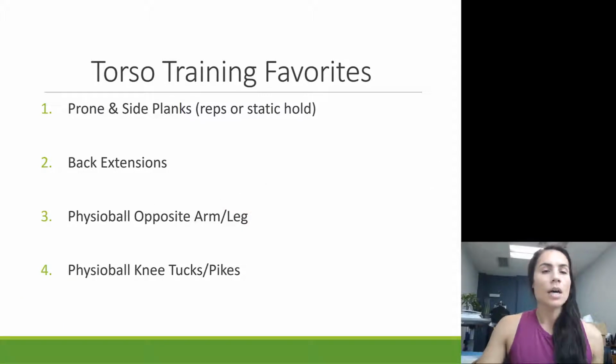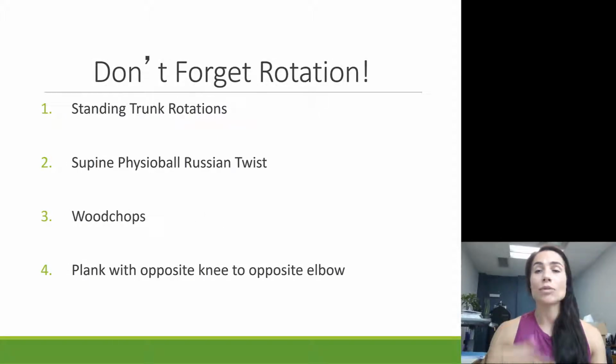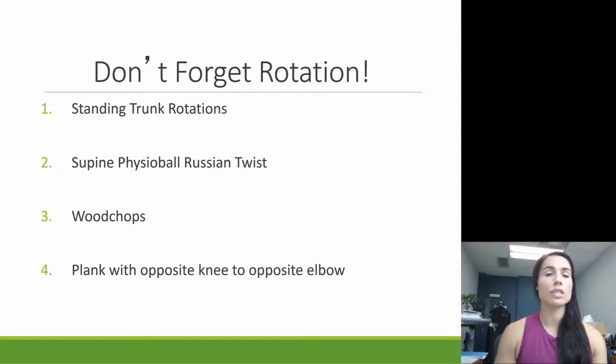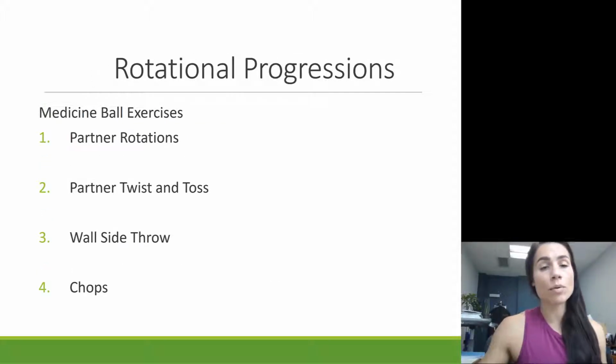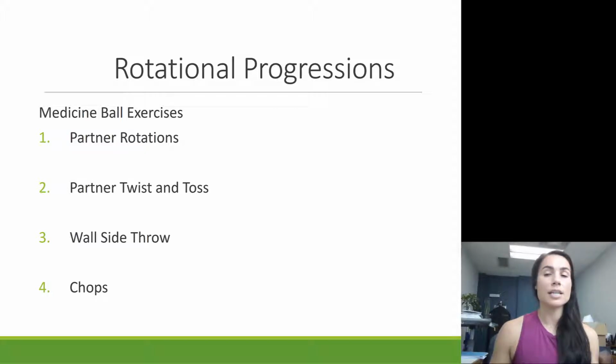Here are some training favorites for the torso. So a prone side plank, back extensions, physio ball opposite arm, opposite leg. We showed you that one earlier. Some physio ball knee tucks or pikes. Adding rotation is really important. So some sort of standing rotation. You could do Russian twists, wood chops, plank with opposite knee to opposite elbow. So if you need me to show you any of these, I'm happy to during lab. Some rotational progressions with a med ball, so you can do partner work, partner rotations, twists, and maybe even tosses, right? So tossing the ball, a wall side throw, chops.